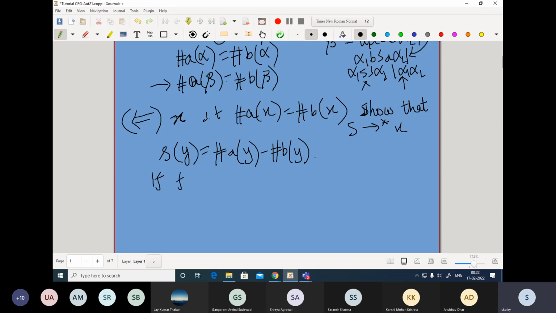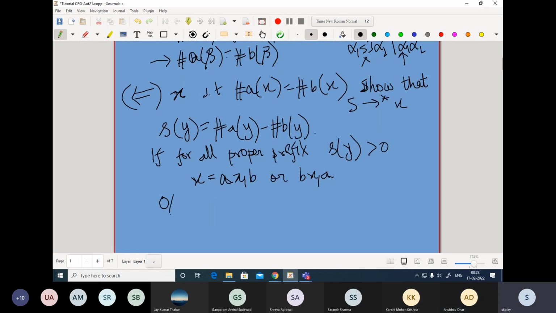One minute. If for no proper prefix, if for all y, S of y is strictly greater than 0, then you're saying x will be of the form ax1b or bx1a. Is this what you're saying? Yes, ma'am. Okay. And otherwise, there exists a proper prefix, I will also say proper where y is not equal to epsilon. Epsilon we don't have to consider.